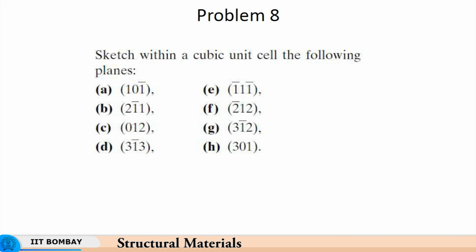Now given the Miller indices, you have to sketch the planes. So far what we have been doing is deriving Miller indices from the planes which had been sketched. So now we need to sketch 1 0 bar 1. So we have the reverse procedure. If you take a cubic unit cell, then the intercepts will be 1, 0, -1 when you take the reciprocals. For plane B, it will be half, -1, 1. These are the intercepts made by the plane with the 3 axes.